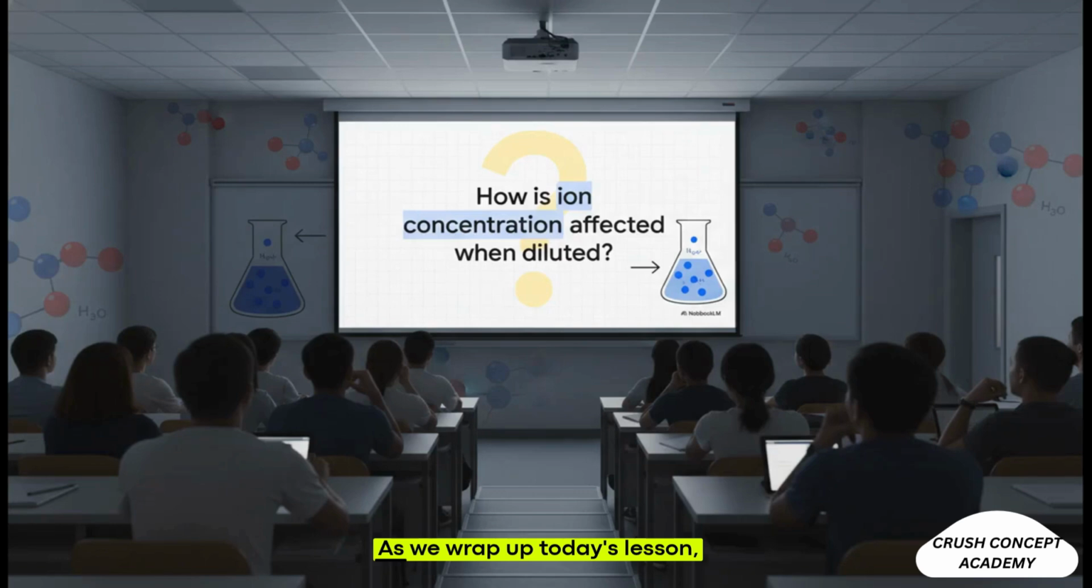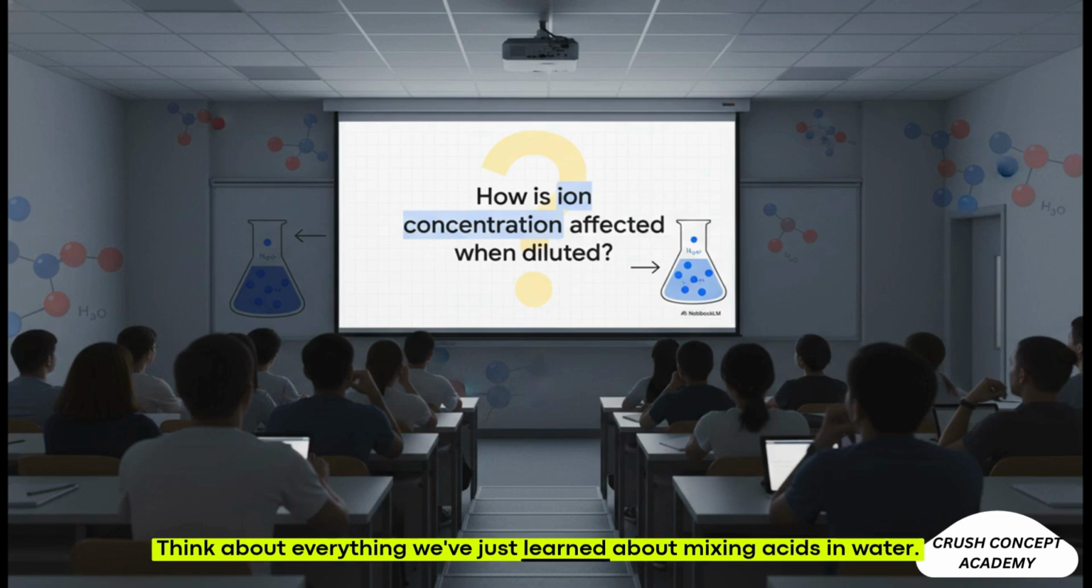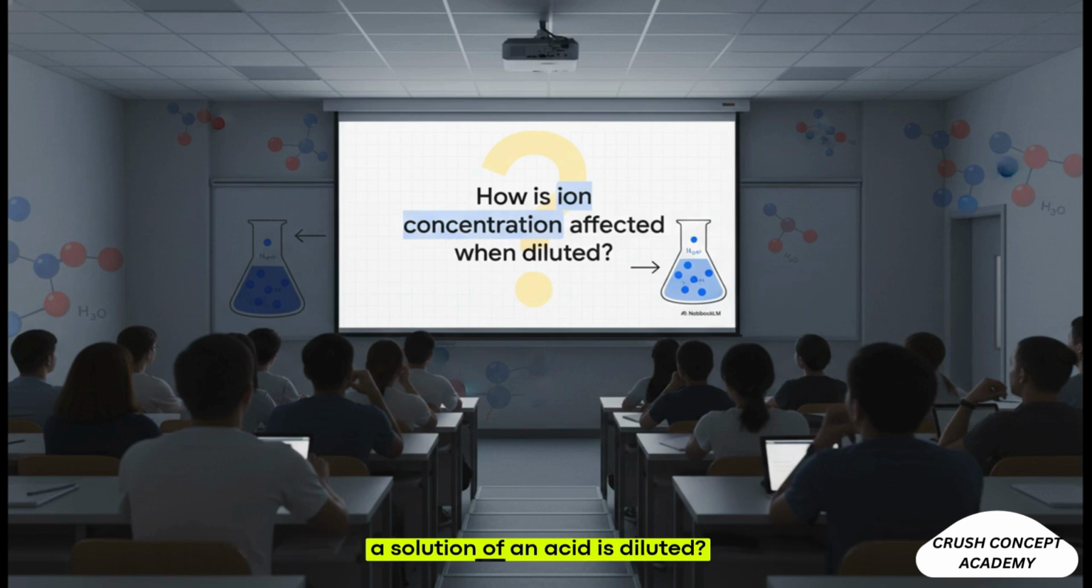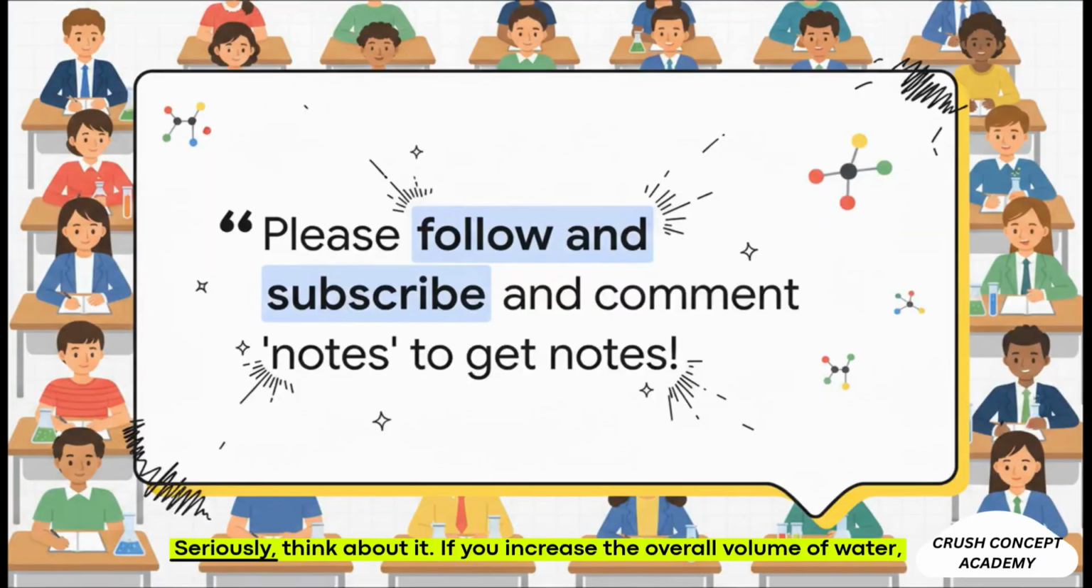As we wrap up today's lesson, I really want to test your understanding of these concepts. Think about everything we've just learned about mixing acids in water. How exactly is the concentration of hydronium ions affected when a solution of an acid is diluted? Seriously, think about it. If you increase the overall volume of water, what happens to the amount of ions per unit volume? Ponder that next time you're mixing a drink or cooking in the kitchen.